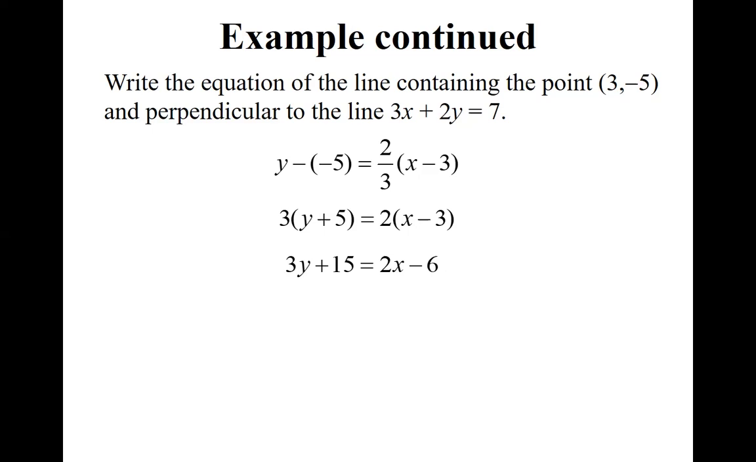Negative 6 minus 15 is negative 21. Divide both sides by 3, and we get y equals 2/3 x minus 7. And we found the equation that we want. And that is it for this topic.